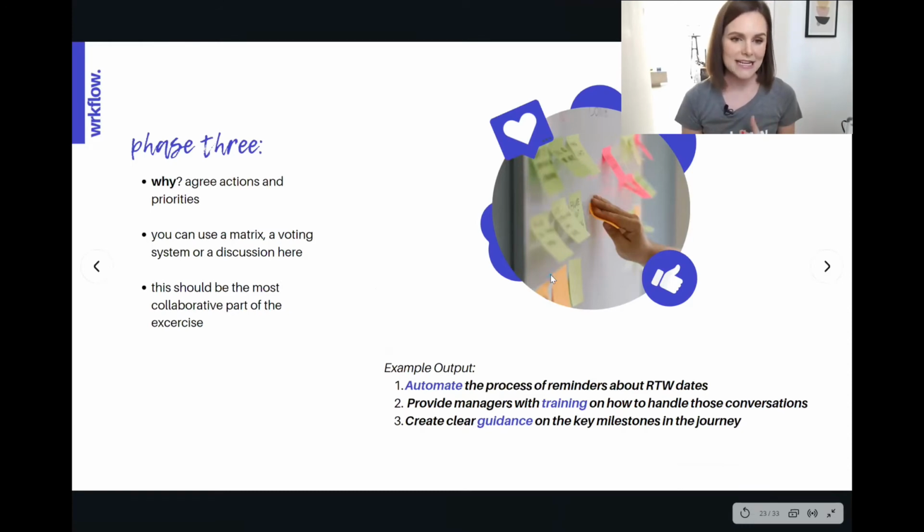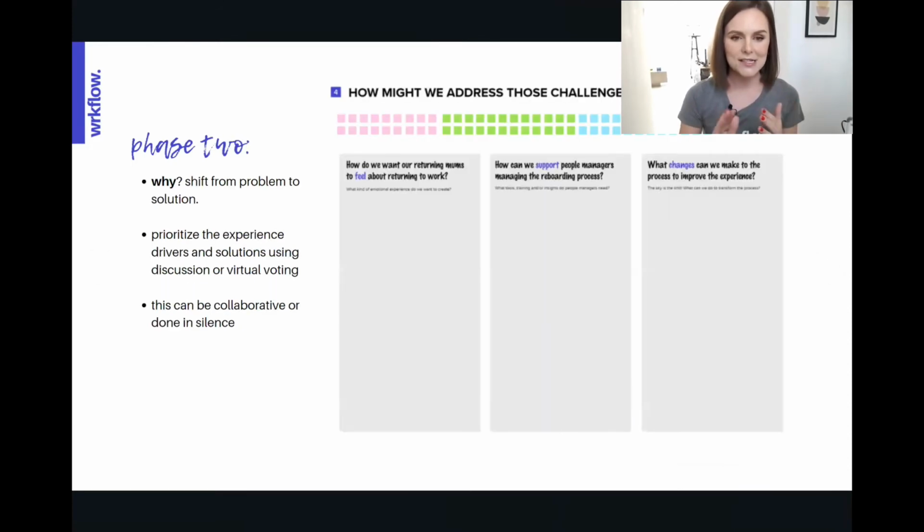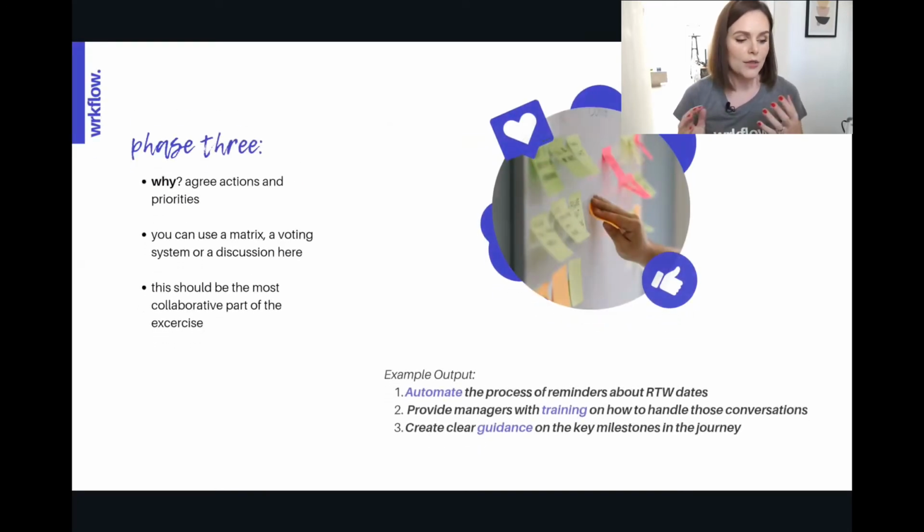So phase 3, this is where, sorry, let's just go back to this one. Phase 2, how might we address those challenges? So we want to shift people from the problem to the solution. And again, structure this how you will. But this is about getting people to think about the potential solutions. And again, the same thing here with the prioritization of experience drivers and solutions using either a discussion or a virtual voting tool. So moving on to phase 3, the why.